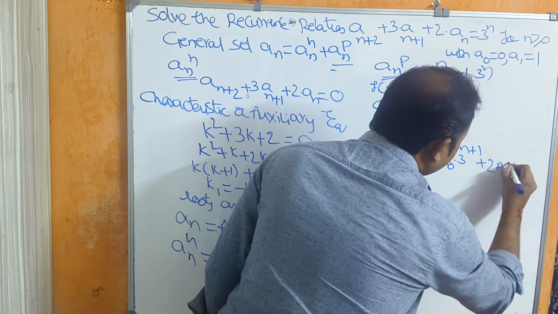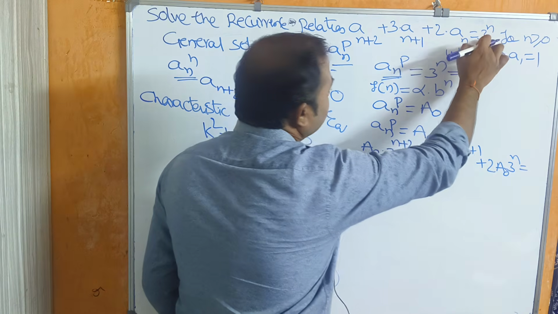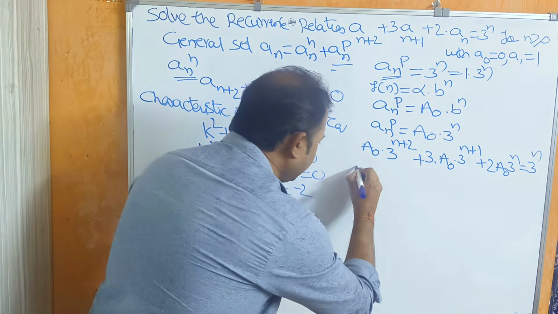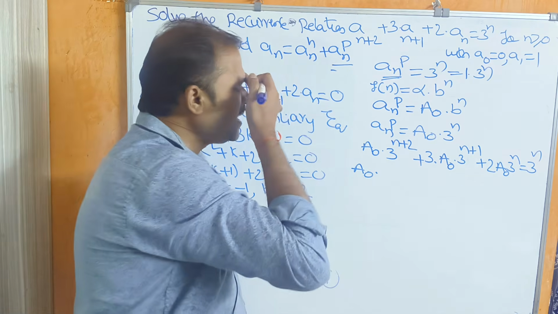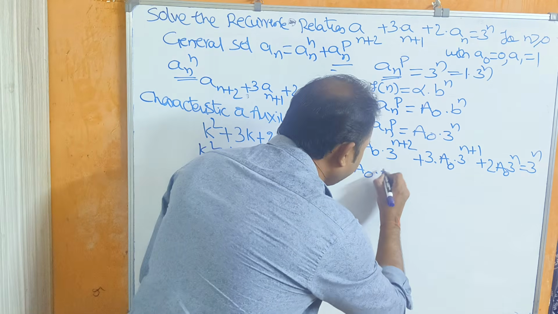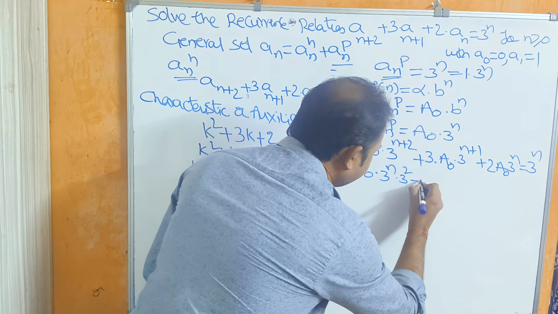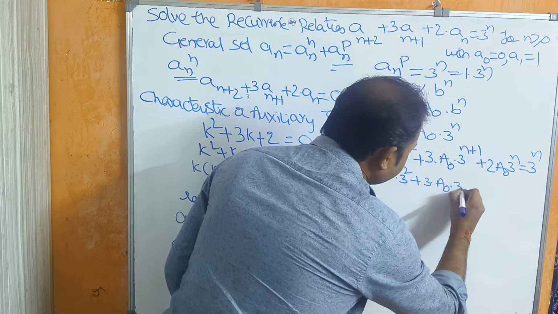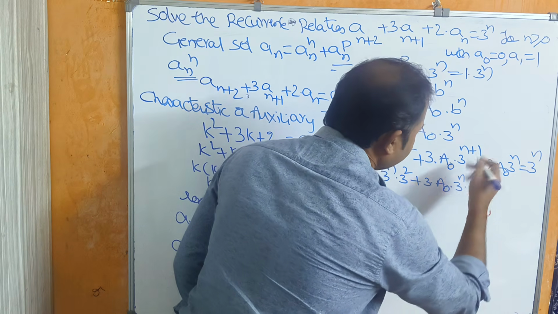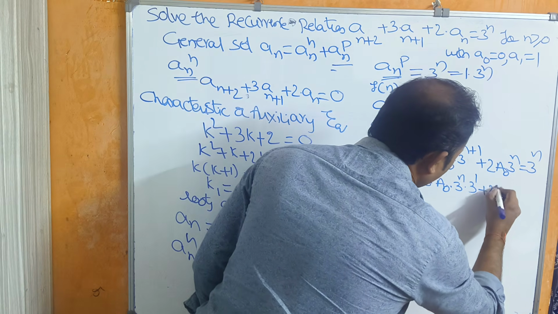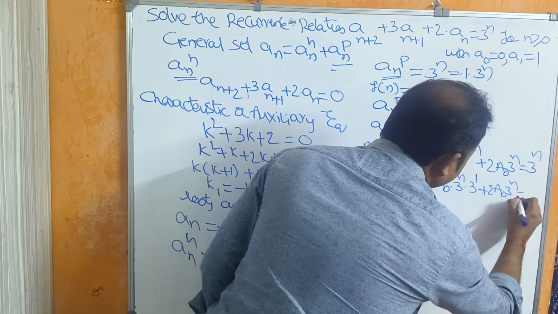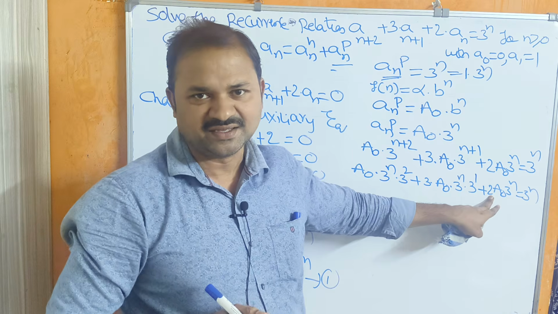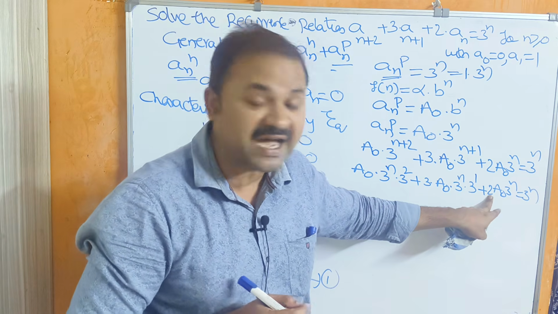So a_0 · 3^n equal to, in the problem what is the RHS? 3^n. So if we simplify this one, a^{m+n} we can write as a^m into a^n, so 3 into a_0 · 3^{n+1} becomes 3^n into 3^1, plus 2 into a_0 · 3^n equal to 3^n. Here we have to produce only the constant part.